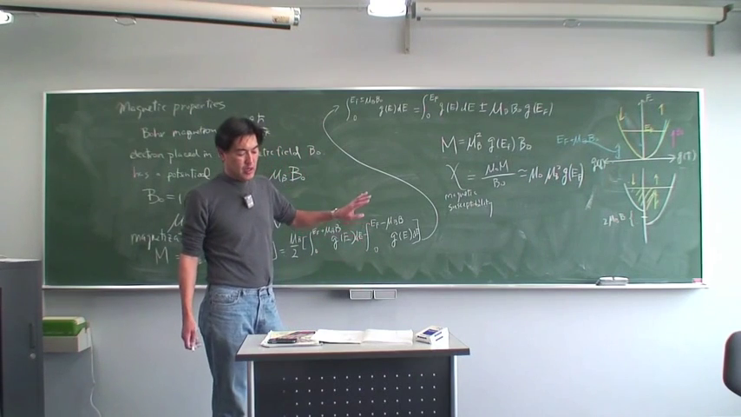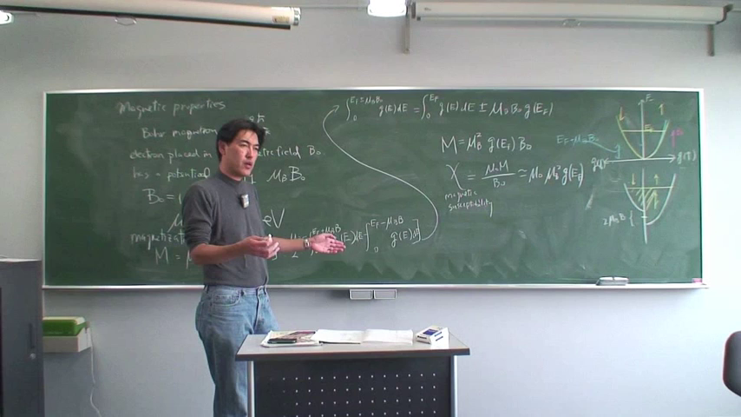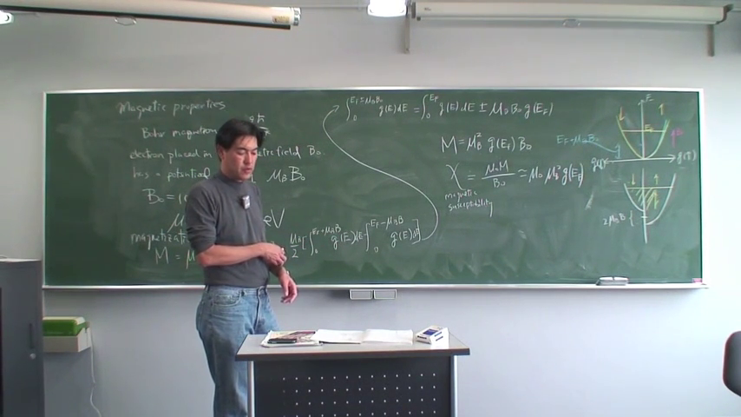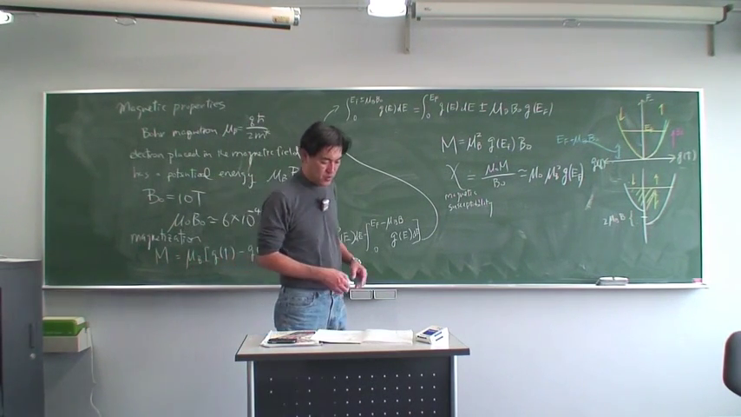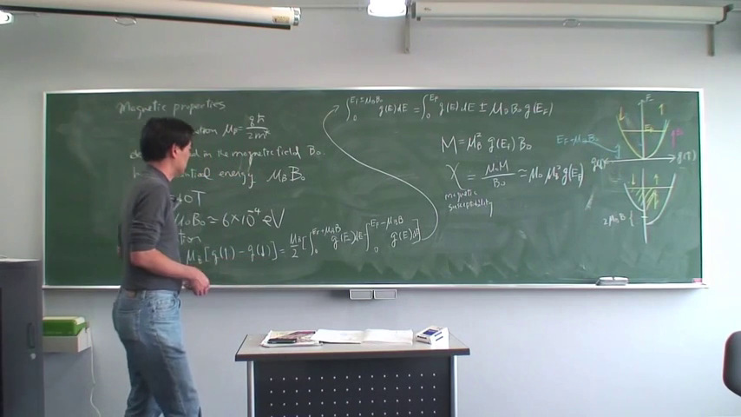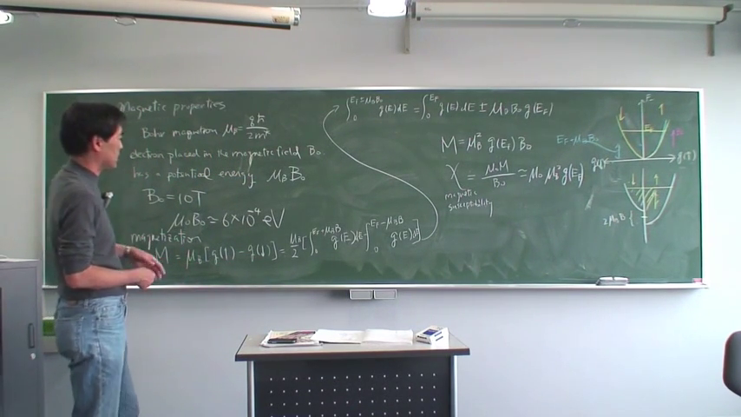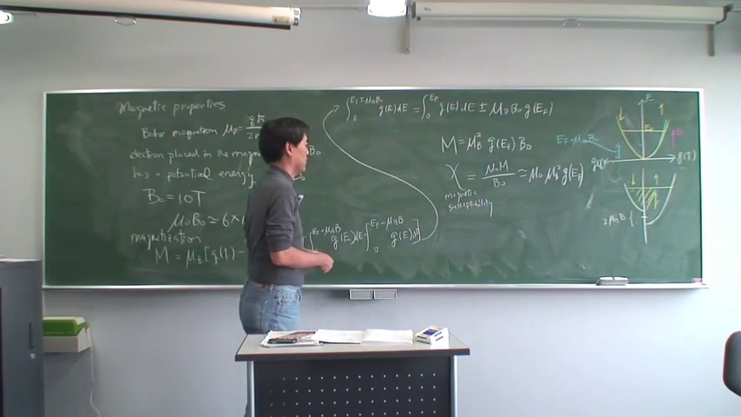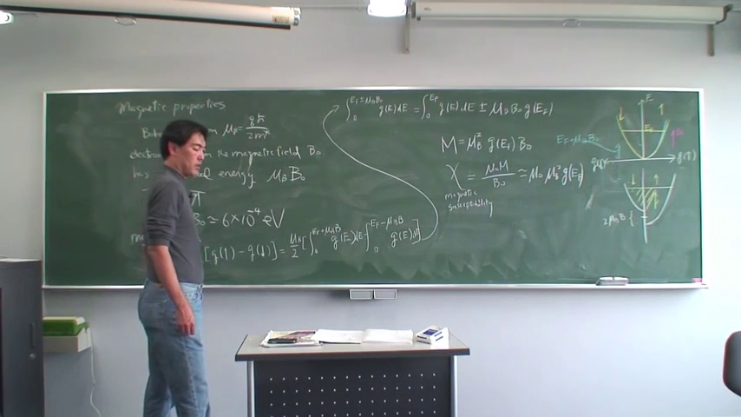And I will not cover antiferromagnets and so on because that's quite involved. So last thing, this is just a simple case where the magnetization is proportional to magnetic field applied to the material.